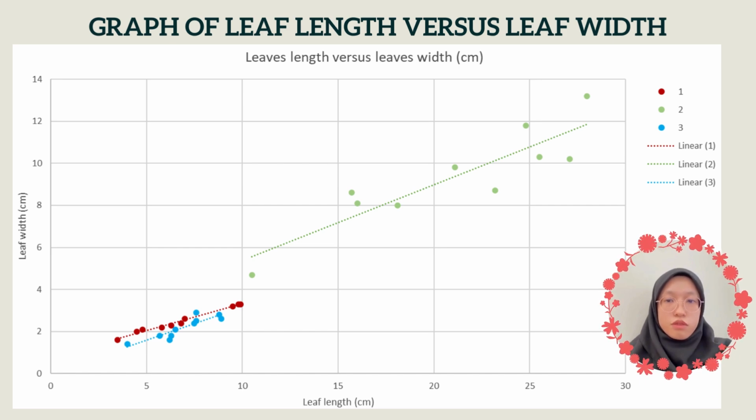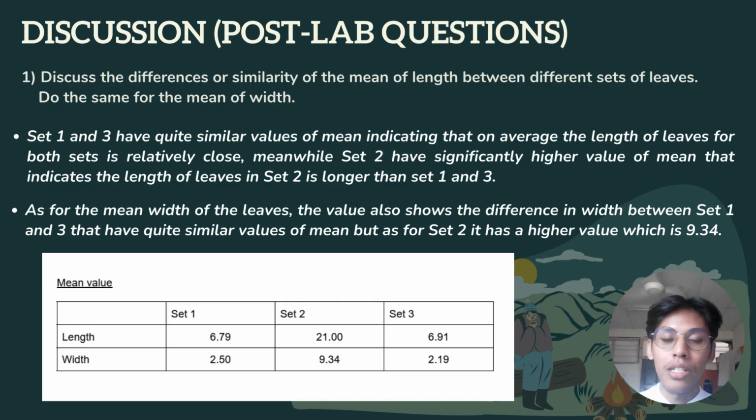The leaves of set 2 are larger in order to receive more sunlight due to the competition and survival to adapt to the environment. Other than that, the position of the leaves also contributed to the leaf sizes. Next, I will answer the post-lab questions.